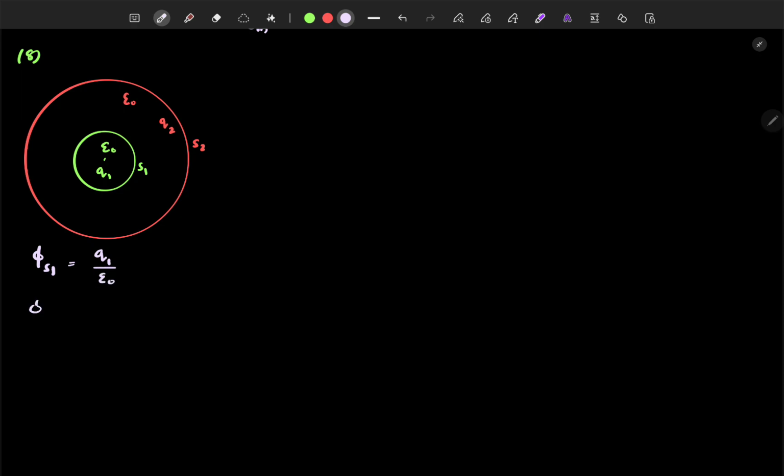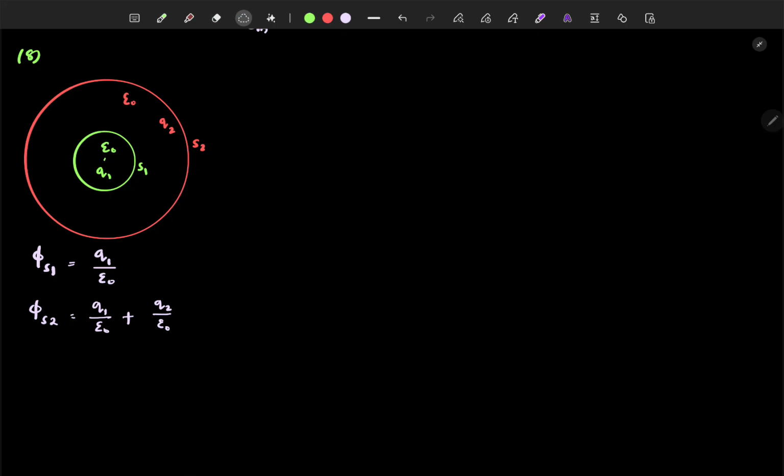And what is the value of flux through S2? Inside the sphere S2, both Q1 and Q2 charges are present. So this will be Q1 by epsilon naught plus Q2 by epsilon naught. This is the answer. Let's come to the second case.